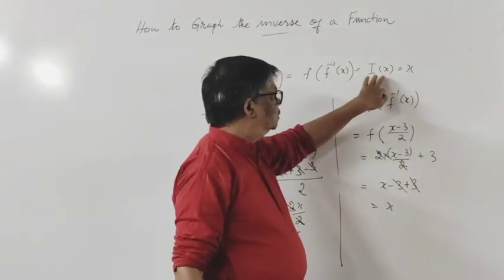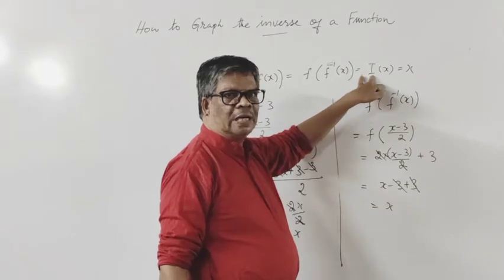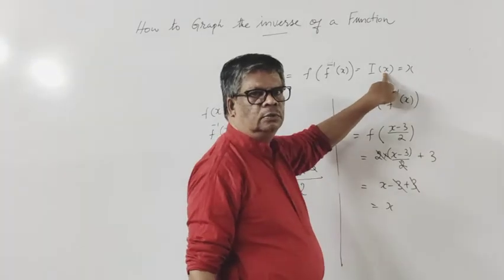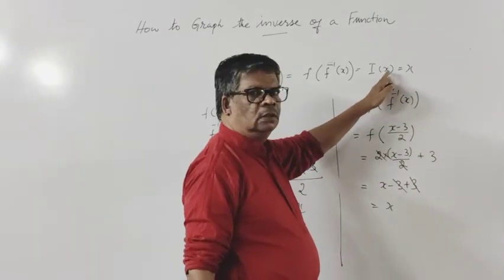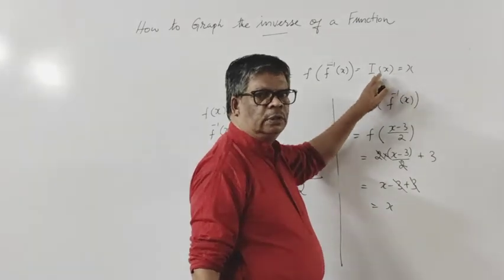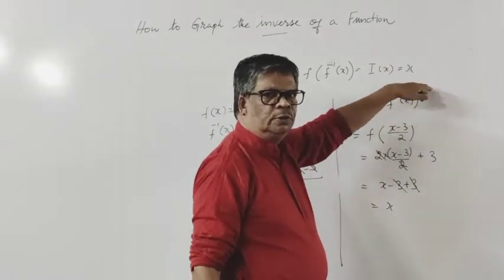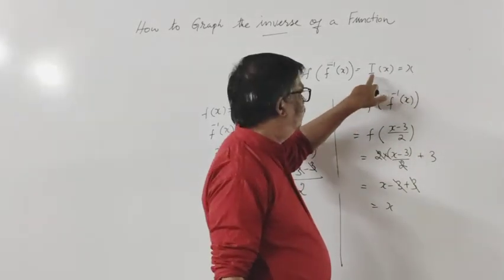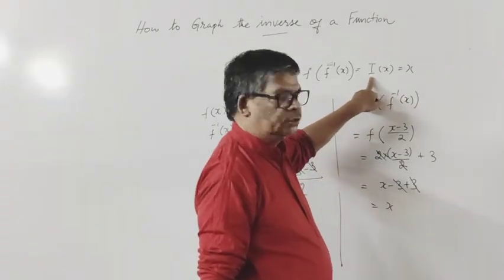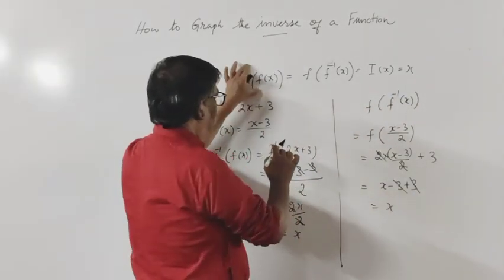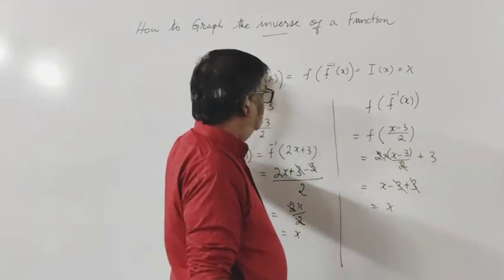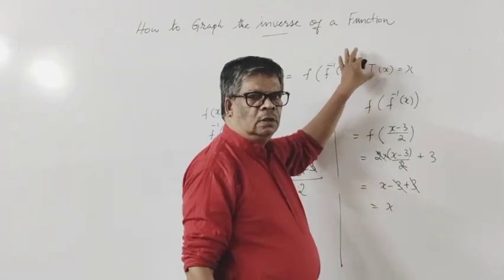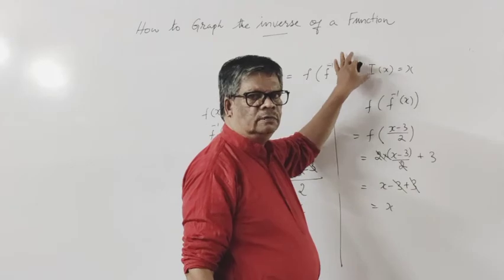We call it I of x because this I is a function which is known as the identity function. And identity function means it does not do anything to the input value. So if you put 1 here, output will be 1. If you put input as 2, output will be 2. Like that, whatever value you give, output will be the same. That kind of function is called the identity function. So actually the composite of f inverse and f, or of f and f inverse, gives the identity function. That's a very important property of these functions.